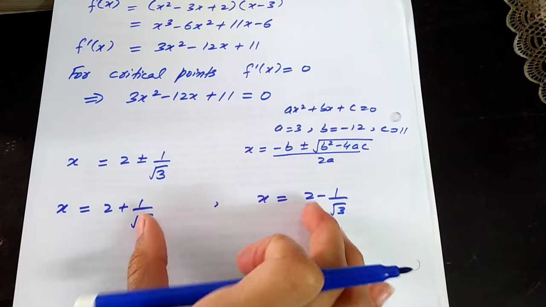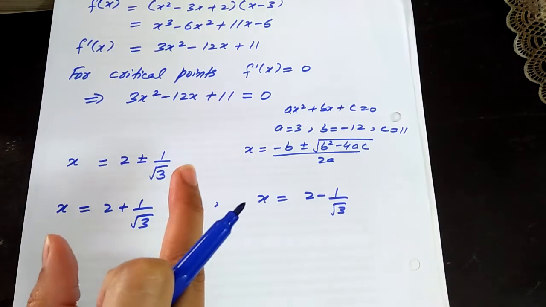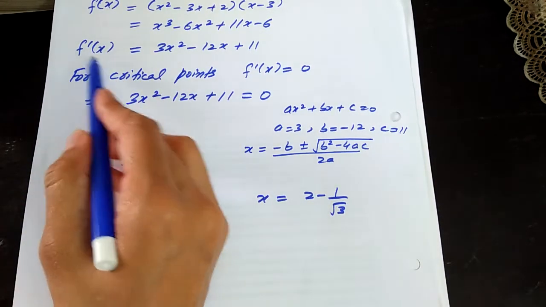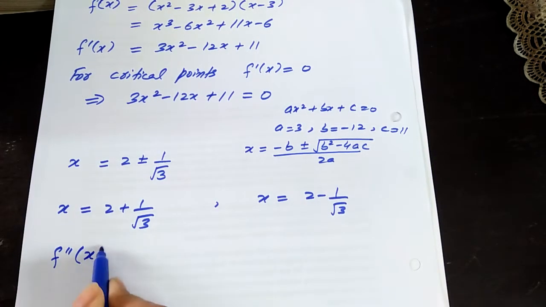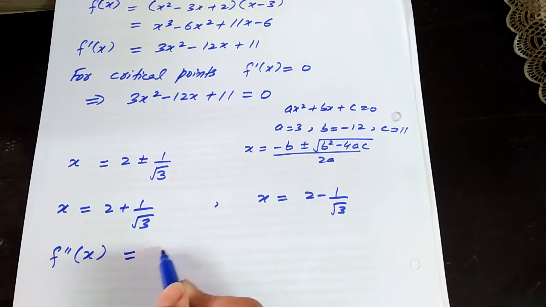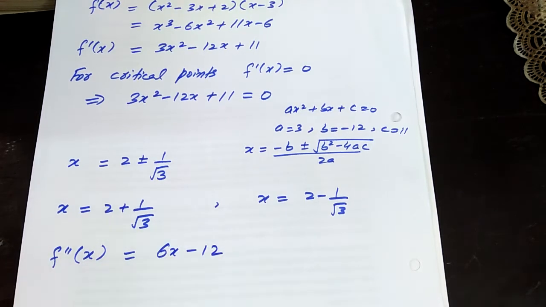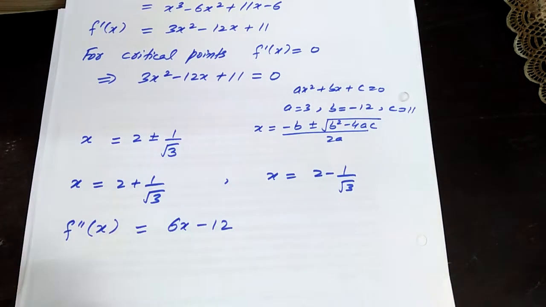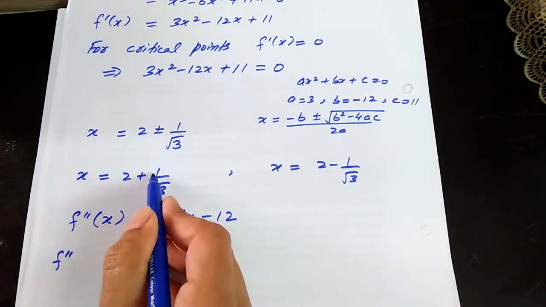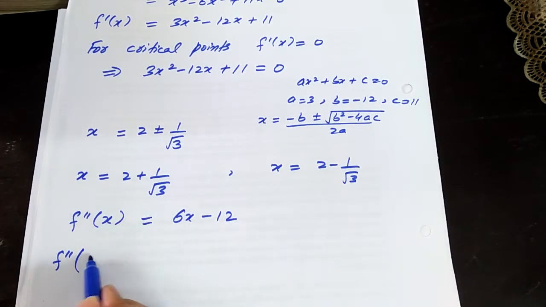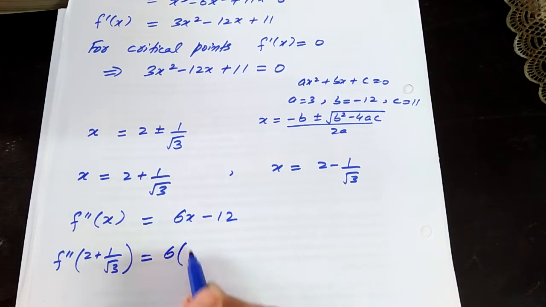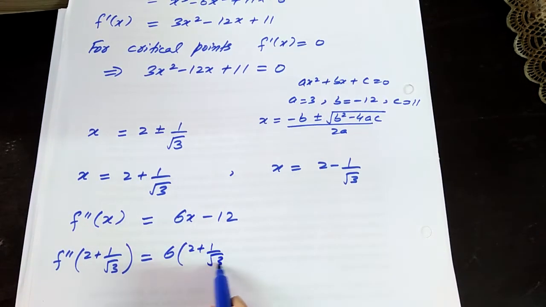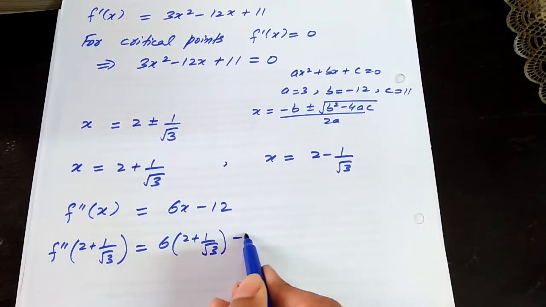Now we need to put these critical points in the second derivative. For that purpose, find the second derivative out of this first derivative. So the second derivative will give us f double dash of x equals 6x minus 12. Now one by one put these points in it. First of all, this first point, f double dash of 2 plus 1 over under root 3, will give us 6 times 2 plus 1 over under root 3 minus 12.